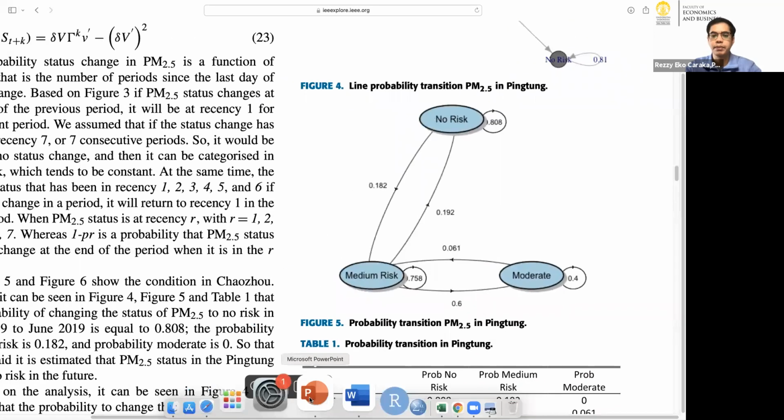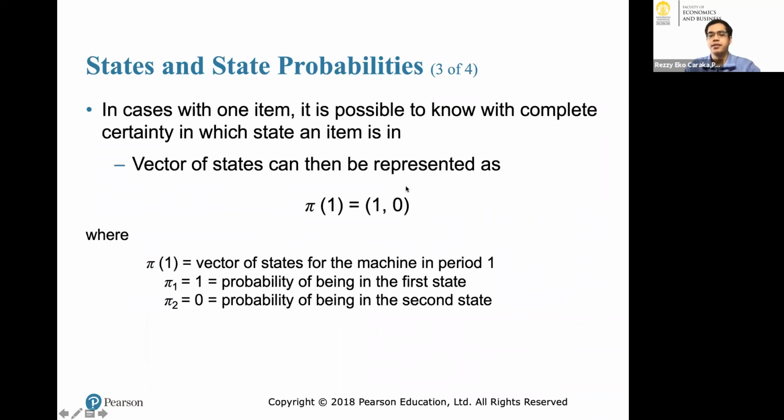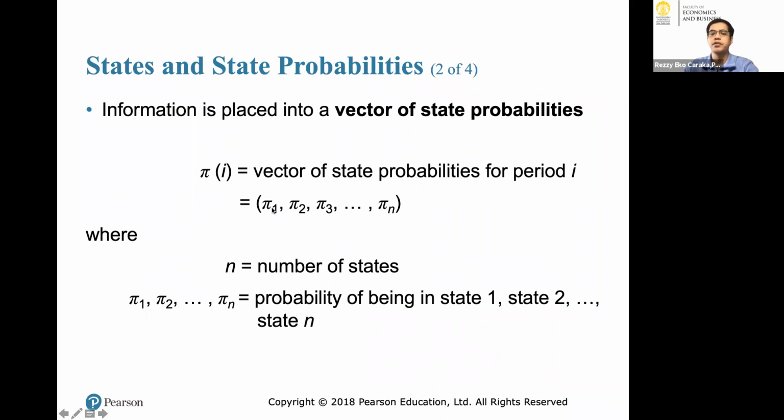So we go back to the PPT. This is what I'm talking about if we're using the state space. We can get information from the vector of state probabilities. We have V_i, which means the vector of state probabilities for period i. So we can get the information from the probability of state 1, state 2, state 3, until state n. It depends on how many variables you want to analyze.